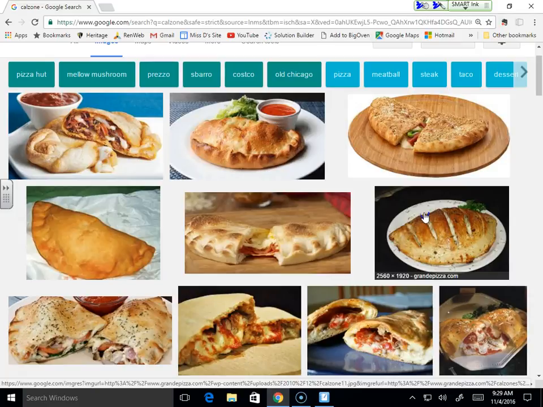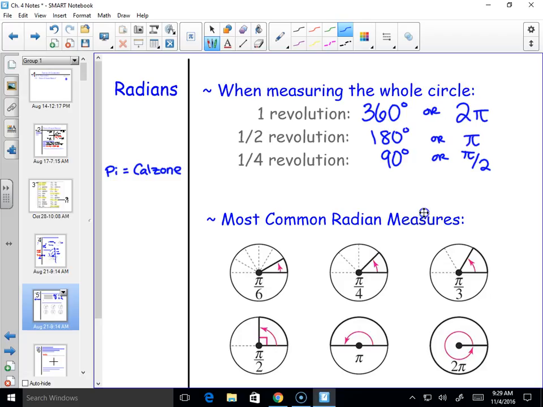So when you think about pie, you don't think about a Marie Callender's pie. You don't think about a whole pizza pie. You think about a calzone. Why am I saying that? Because, you're welcome, nutrition is coming in a very long time.